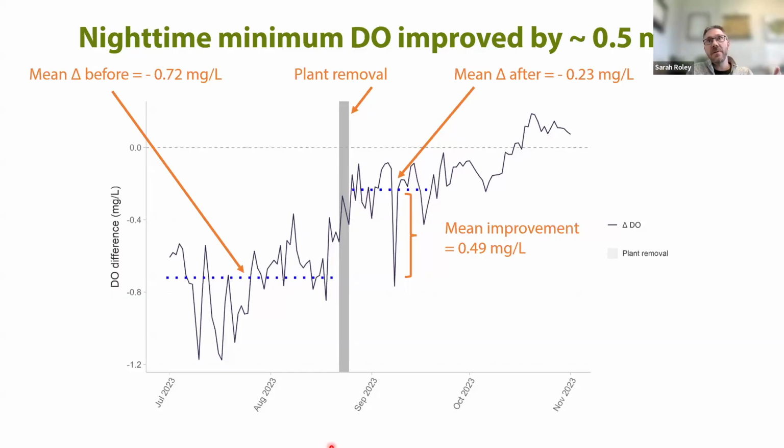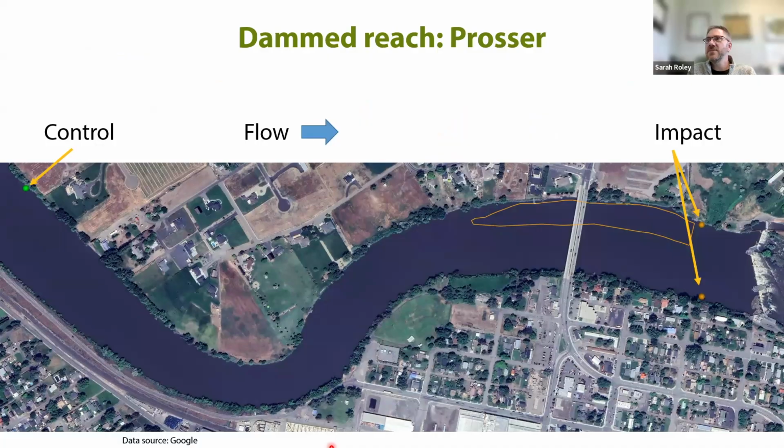So this is great. What we did the following year is we moved upstream to Prosser. I mentioned there's a dam there, and this is upstream of that dam. This is using the exact same study design. We've got our control sensor upstream here, our plant removal area here.